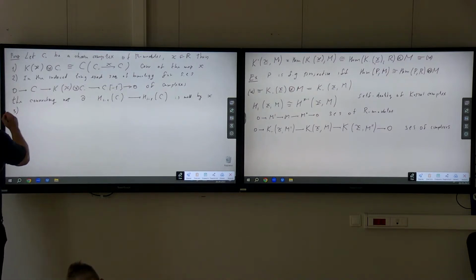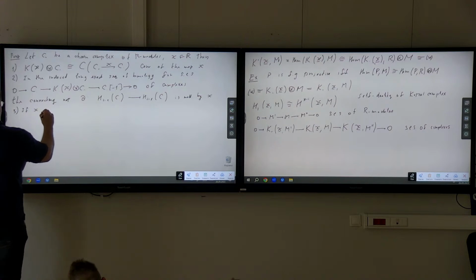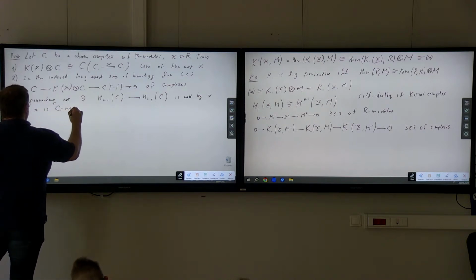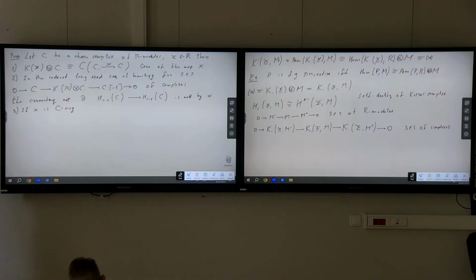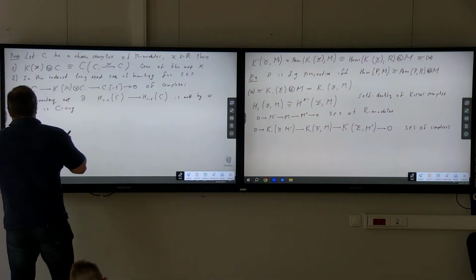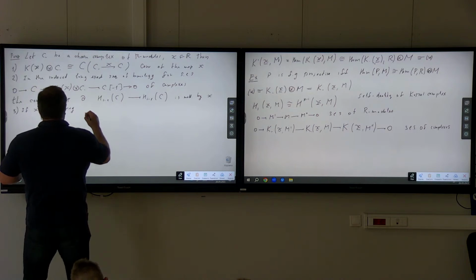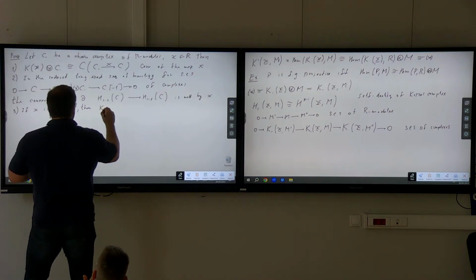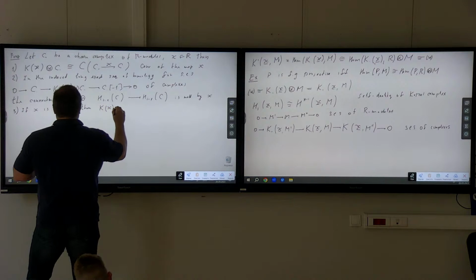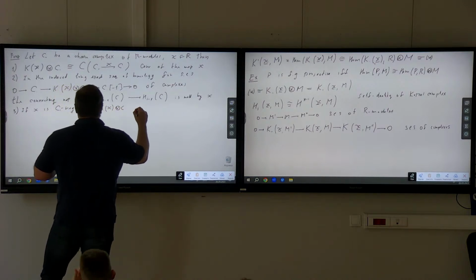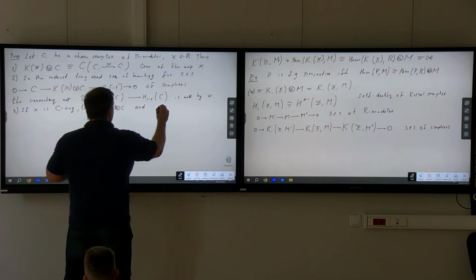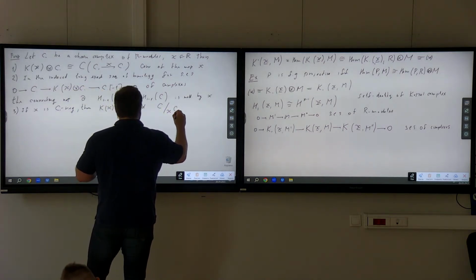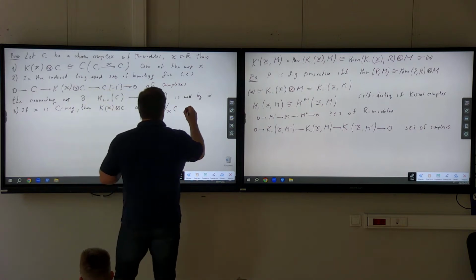And third, if x is regular, we haven't discussed regularity for a complex, but the definition is the same: if multiplication by x is a monomorphism from the complex to itself. So if x is regular, then the tensor product of the Koszul complex and the complex C, and the quotient of the complex by the subcomplex xC, are quasi-isomorphic.